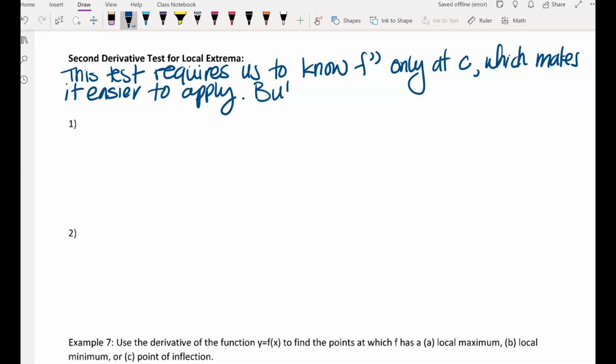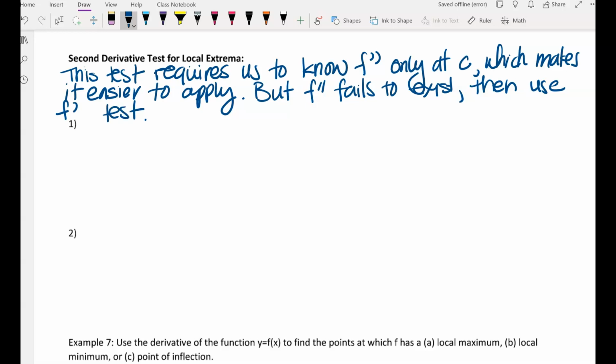But the limitation is that if f double prime fails to exist, then we have to go back and use the f prime test. So we have to go back to the first derivative test. Okay, so here's the second derivative test.